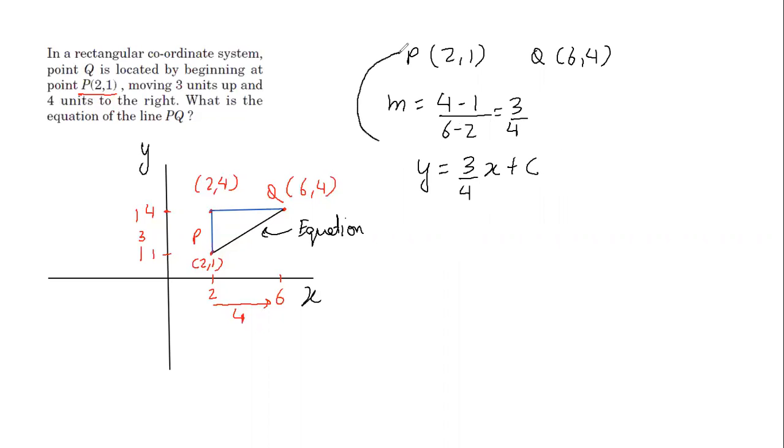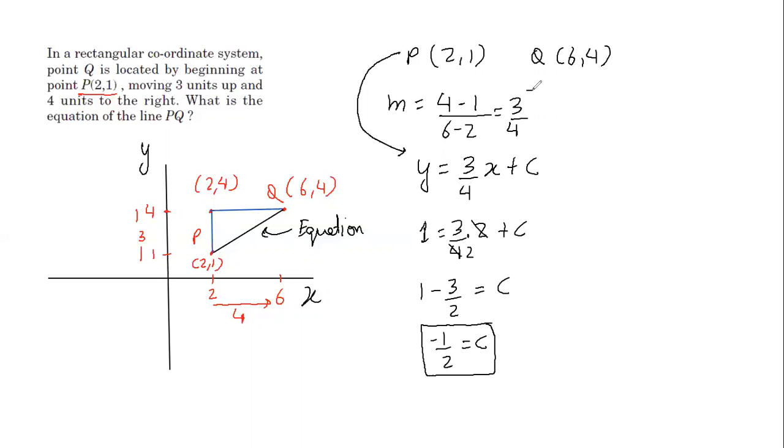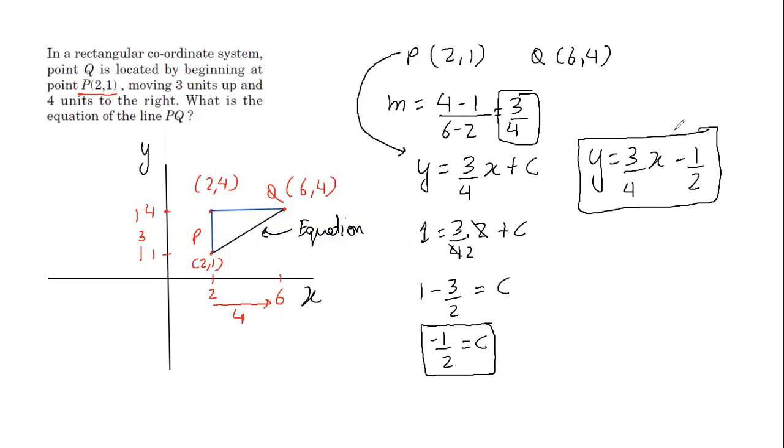So I'm just replacing 2, 1 here. In place of y, I can say 1. In place of x, I can say 2, plus c. This goes 2 times, so that's 1 minus 3 by 2 is equal to c. So that's minus half. So I got the value of c. I already have the value of slope. I'll just write down the equation again: y is equal to 3 by 4 x minus half. So that's the equation of the line.